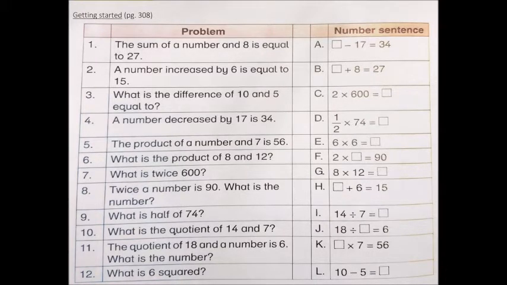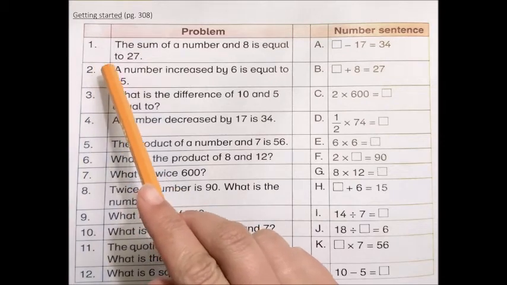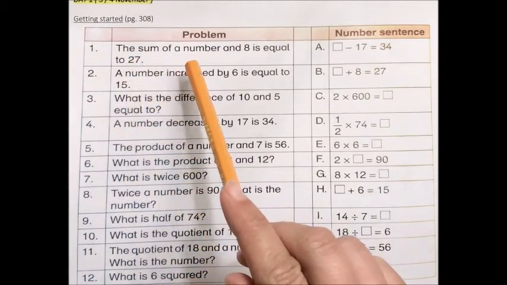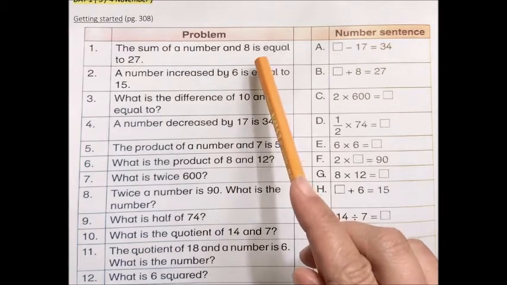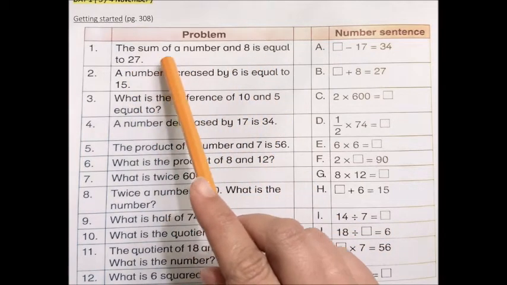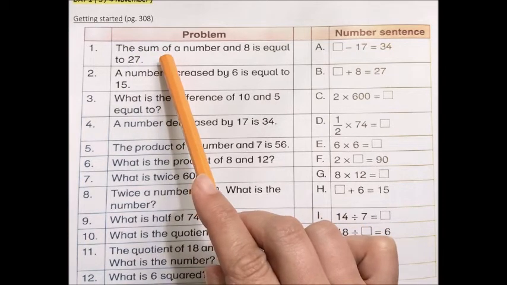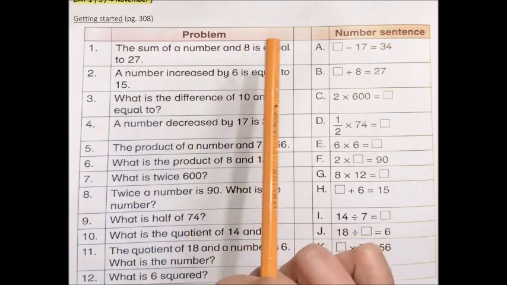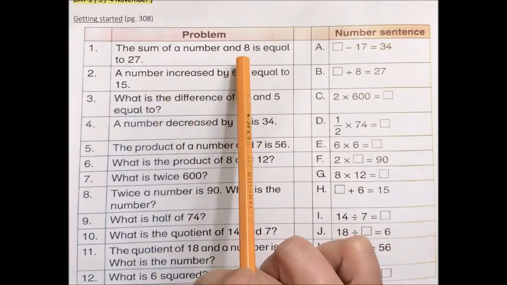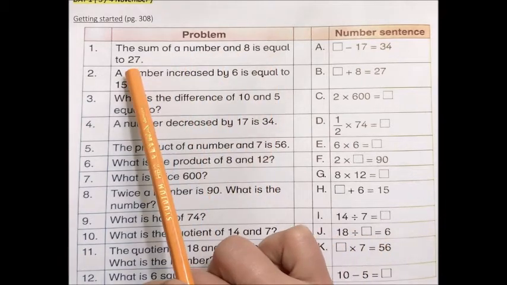You have to see which problem fits with which number sentence. But that is what mathematics is all about. It's reading a problem and then putting it into numbers. Numbers is the language we use for mathematics. So if we look at number 1, it says the sum of a number and 8 is equal to 27. Now you have to look at the vocabulary, sum of, and that means, yes, plus or addition. So the sum of a number and 8, so something plus 8 equals 27.